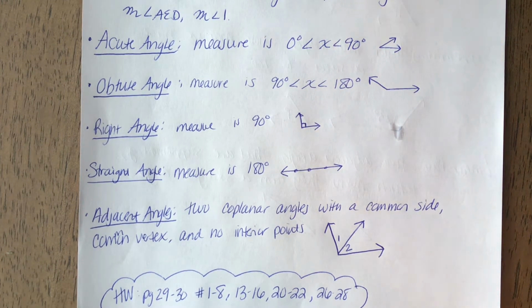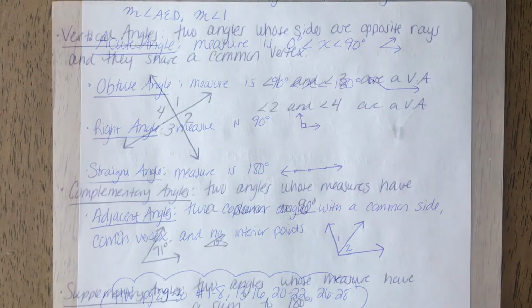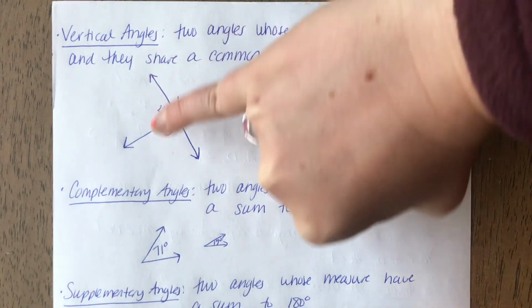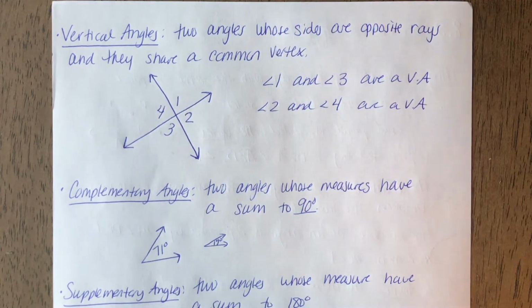Good. Adjacent angles are just two angles that are next to each other. This example would be angle 1 and angle 2. They are next to each other and there's no overlapping. The next definition is vertical angles. Vertical angles are formed when you have two lines that intersect. In this example, angles 1 and 3 are vertical angles, and you can kind of see angle 1 makes the V and angle 3 makes the A. Angles 2 and 4 are also vertical angles.